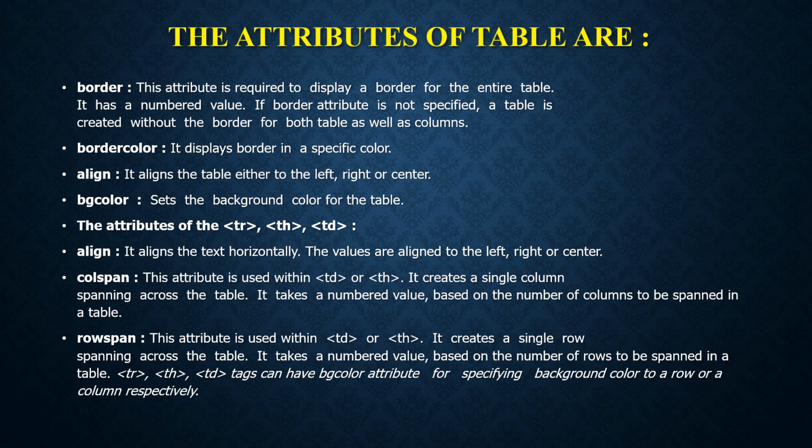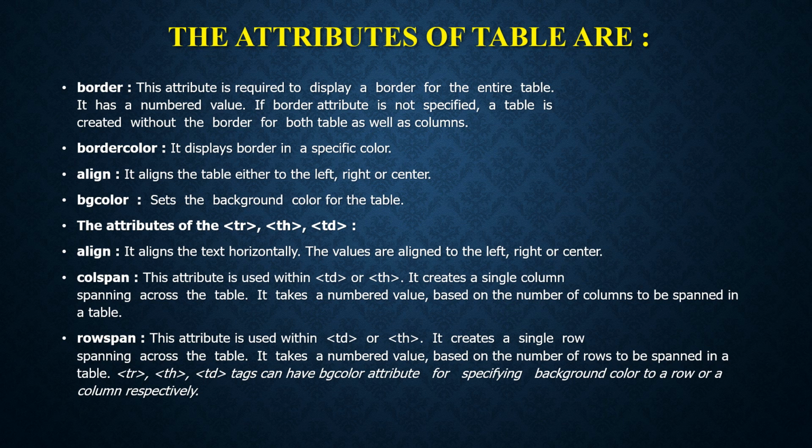Next one is colspan. Now to insert columns into a row form, to merge the columns, we use the colspan attribute. This attribute is used within the th or td tag. It creates a single column spanning across the table. By merging the columns, you can form a row. It takes a number value based on the number of columns to be spanned in a table.